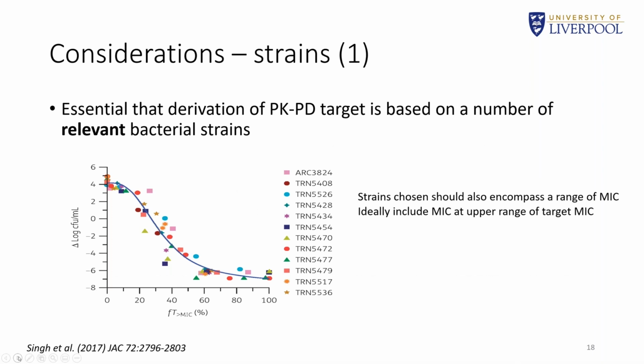So when we think about the number of strains, we've got to think not only about the number of strains that we use, but also about their being relevant strains, so ideally clinical strains. We want to choose strains that encompass the range of MICs that we're developing this drug to target. And ideally, you want to include particularly several MICs towards the upper range of that target MIC. So what I'm saying here is that there's no golden rule in how many strains you should study, but certainly it should be more than 2 or 3.